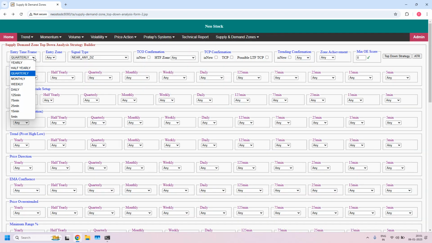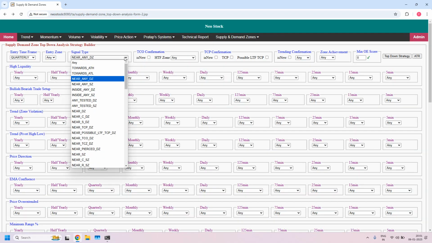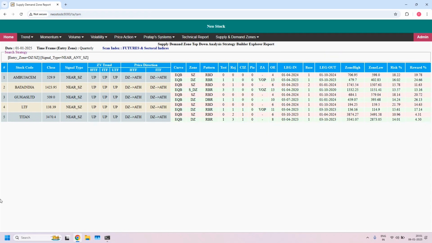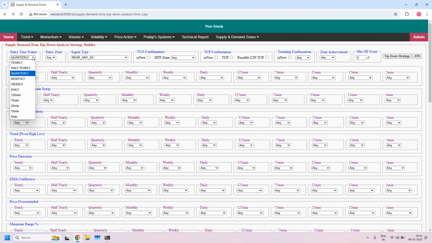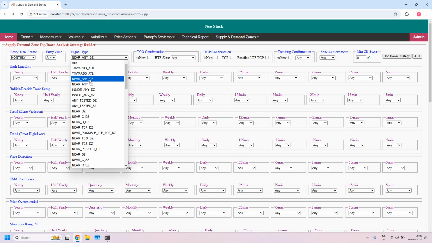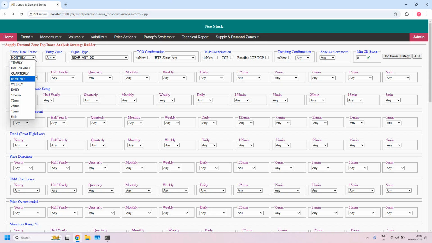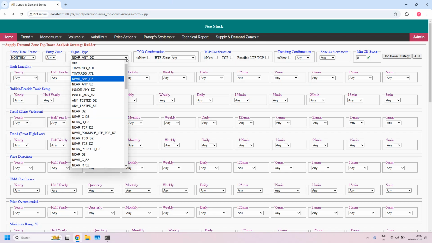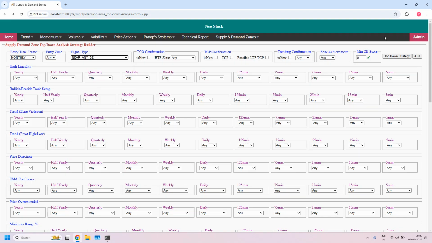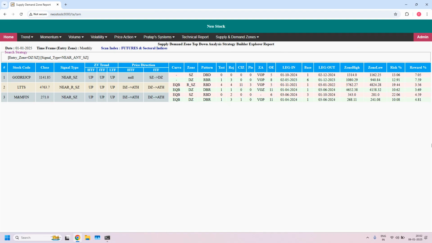Okay, next quarterly time frame, stocks near quarterly supply zone. 5 stocks are filtered. Next time frame is monthly. Stocks near monthly demand zone, 10 stocks are filtered. Next monthly time frame, stocks near monthly supply zone, 3 stocks are filtered.